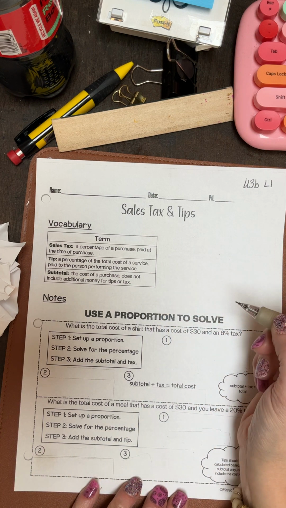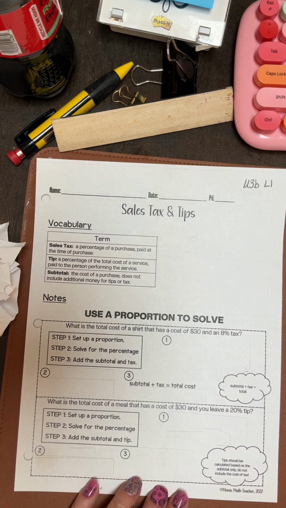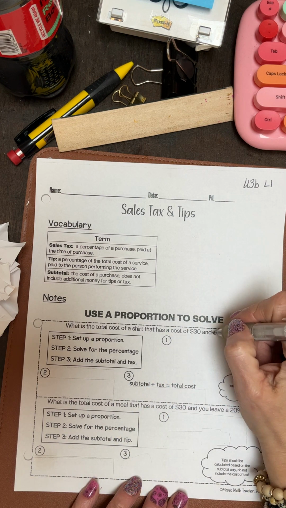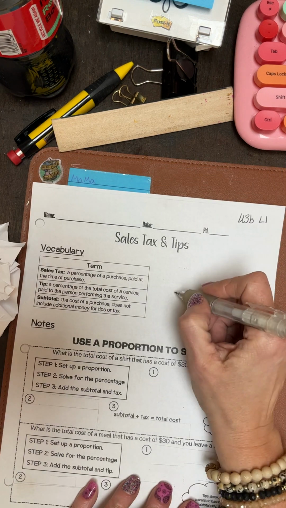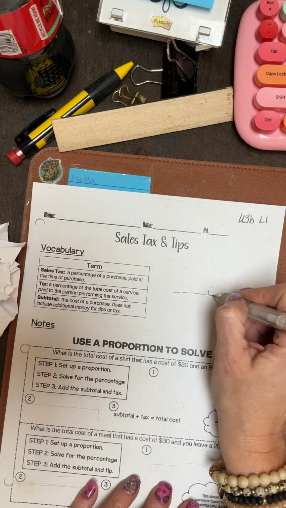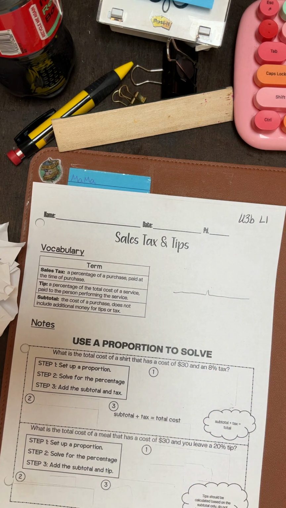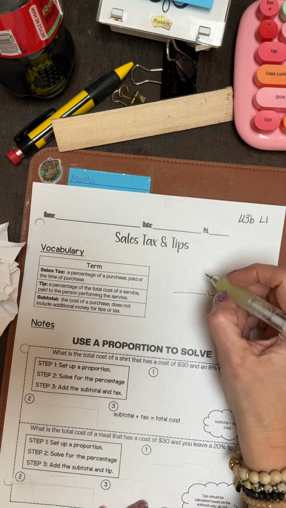All right, so we're going to be setting up a proportion. What is the total cost of a shirt that has a cost of $30 and an 8% sales tax? Well, right up here, let's go ahead and take a few notes and talk about that proportion that we're going to be using. All right, I've got to get a different pencil. Boom. I have a Gracious Plenty. These are my favorites. Set up that proportion.